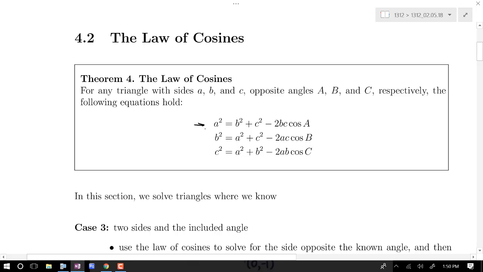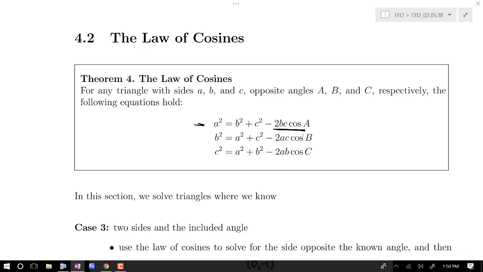So here's how it works. The law of cosines basically is how we say, all right, we don't have a right triangle, so we can't use Pythagoras, but we have something kind of close. I mean, each of these equations kind of looks like Pythagoras, but then we have this extra junk on the end, right?